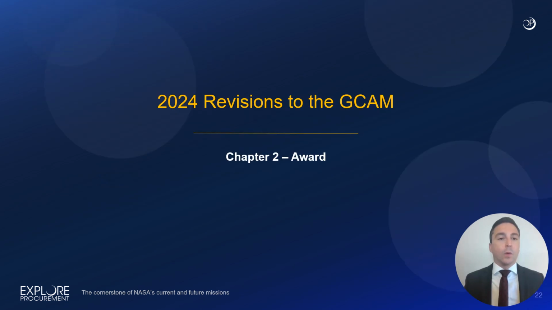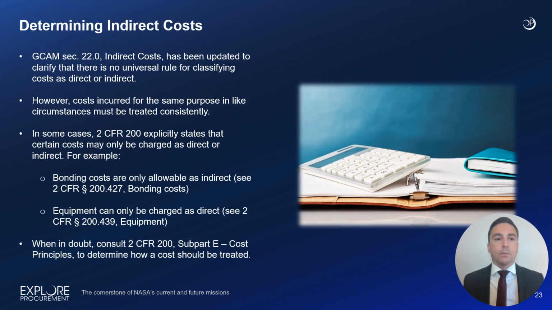In this section, we will review major revisions to GCAM Chapter 2, which covers the award phase of the life cycle. NASA has made revisions to GCAM Section 22, Indirect Costs, to clarify existing guidance.